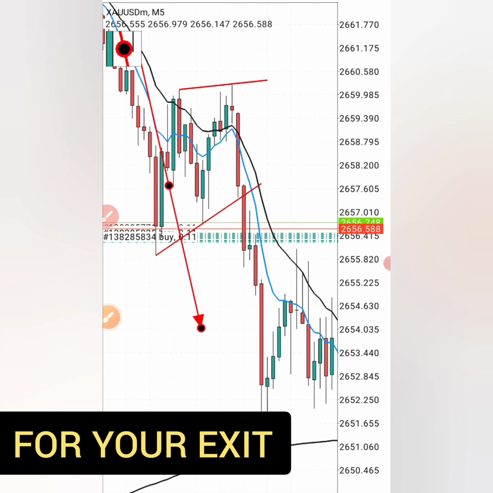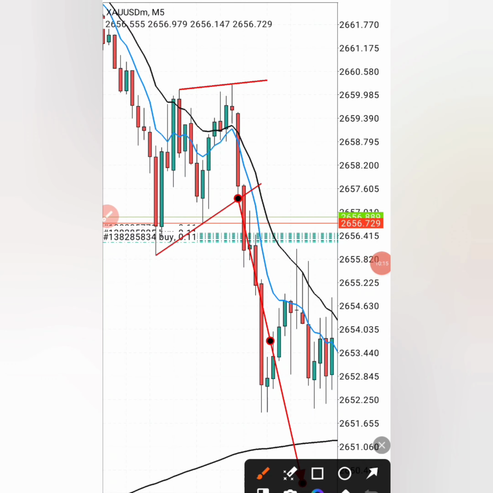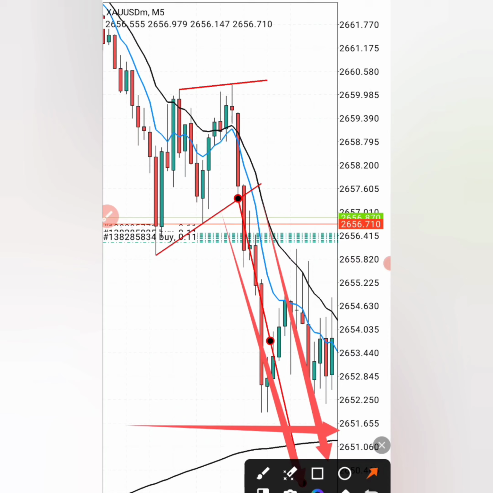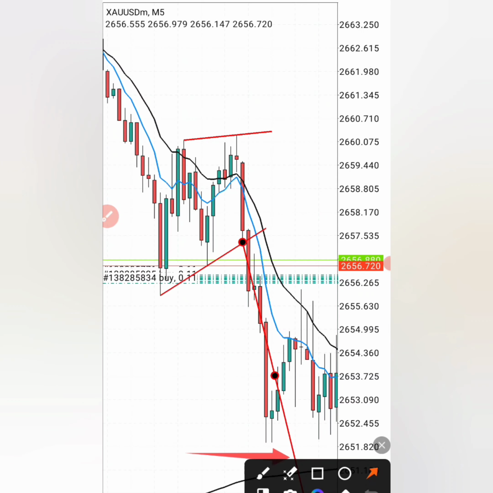Then for your exit, you want to take where you measured from the high to the low to extend it from where the breakout happens. And if you look closely, you can see it going down exactly to where the market is right around here. So what will happen is that the market right here must go down the same distance of this arrow to the lowest point.